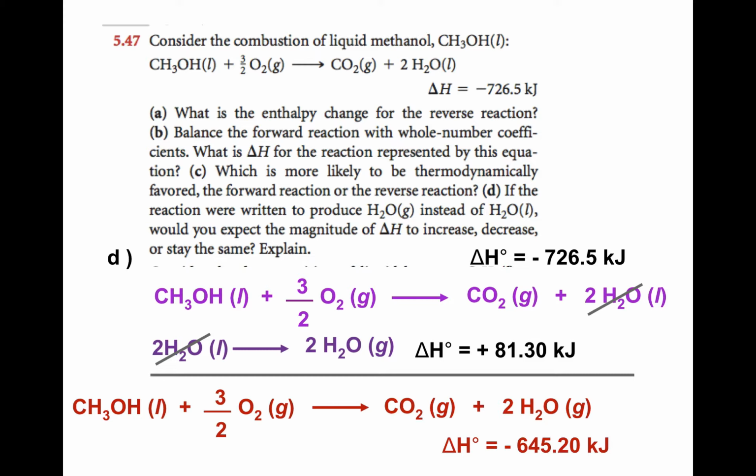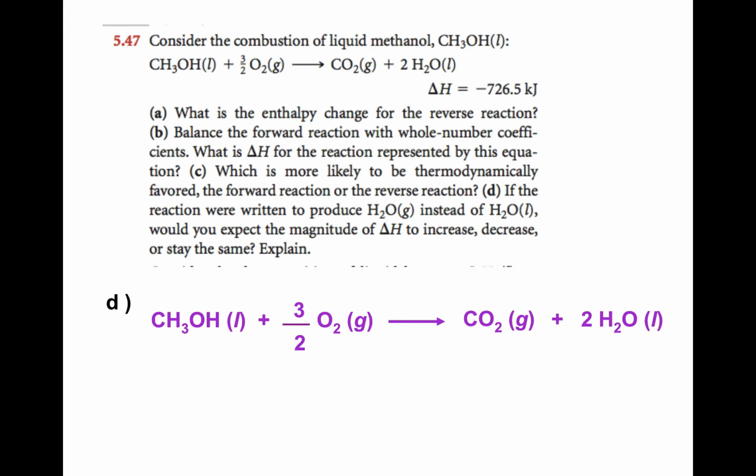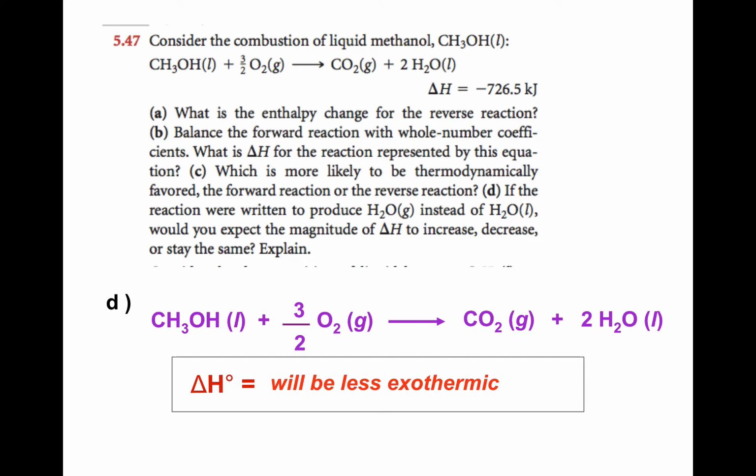So whatever I do to the equations, I do to the delta H. When I add positive 81 to negative 726, it becomes less exothermic, right? So the delta H increases. That was a very long way of saying it becomes more endothermic, or less exothermic.